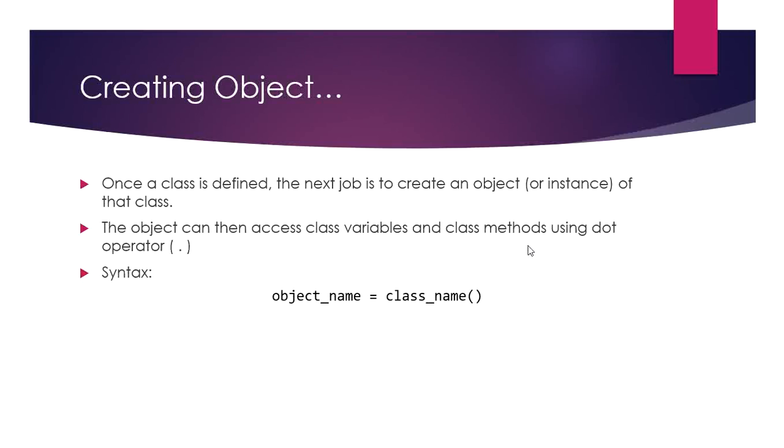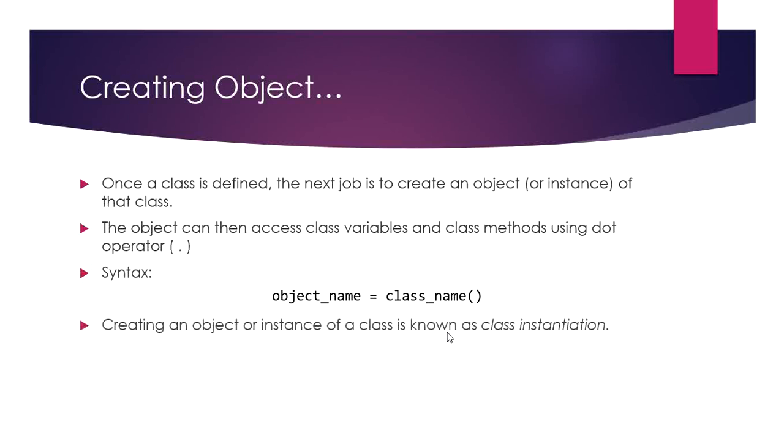How do we do that? We write an object name, we're going to use a variable, and then the class name with parentheses. This is important here: we use parentheses here, not when we define the class. Creating an object or instance of a class is known as class instantiation, whatever the pronunciation is. This creation, the object name and class name, is called class instantiation.